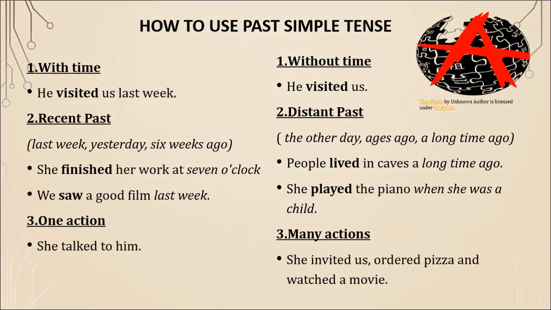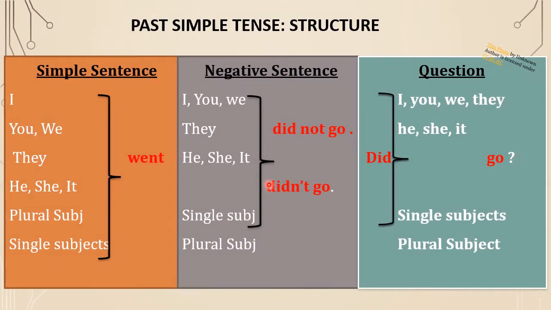So let's have a look at how it is formed. In order to form the positive sentence, or simple sentence, or assertive sentence, you are simply going to use the past form of the verb with all categories of subjects. There is no demarcation of where to use which helping verb. So a simple sentence is made by only using the past form of the verb. It can be a regular verb or it can be an irregular verb. I'm going to discuss what is a regular verb and what is an irregular verb.